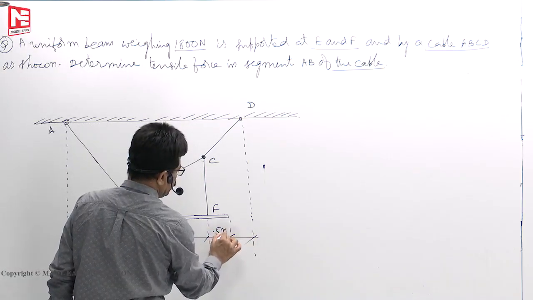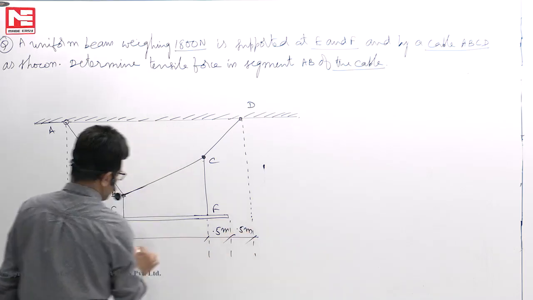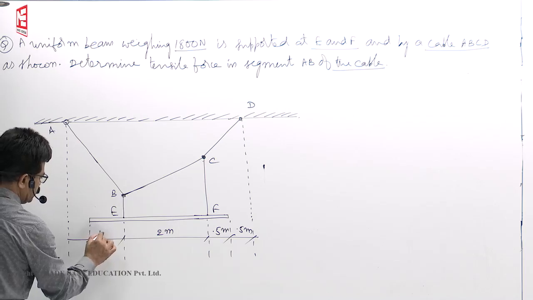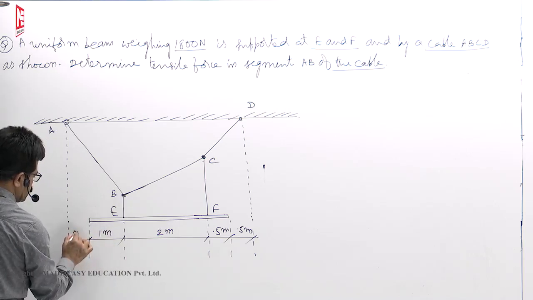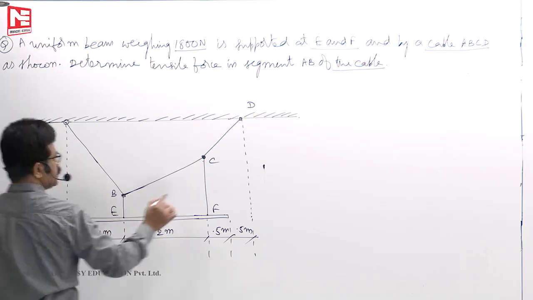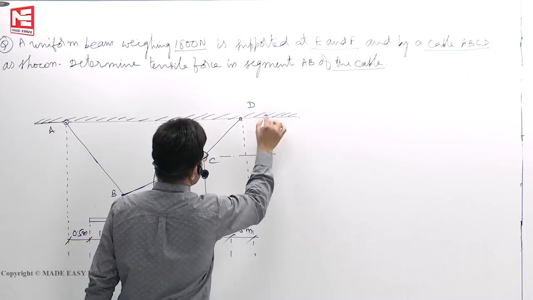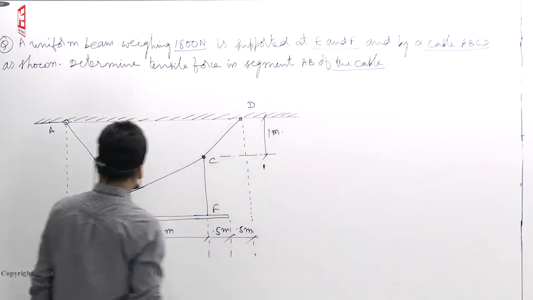This is 0.5 meters. This is also 0.5 meters. From here to here it is 2 meters. Here to here 1 meter. This is 0.5 meters. This sag here also he has given 1 meter. At least one sag they have to give us.